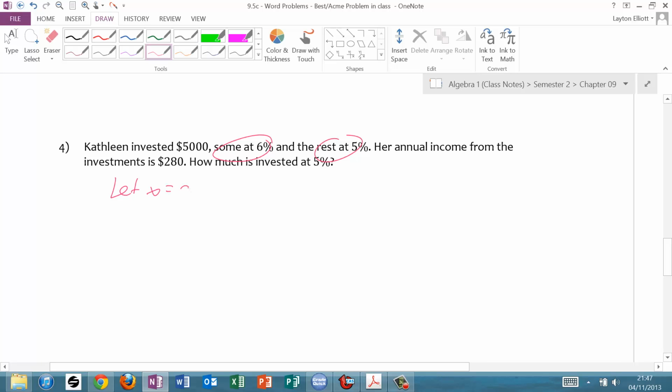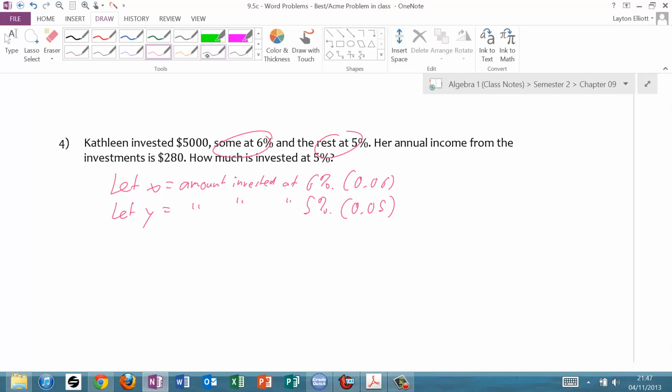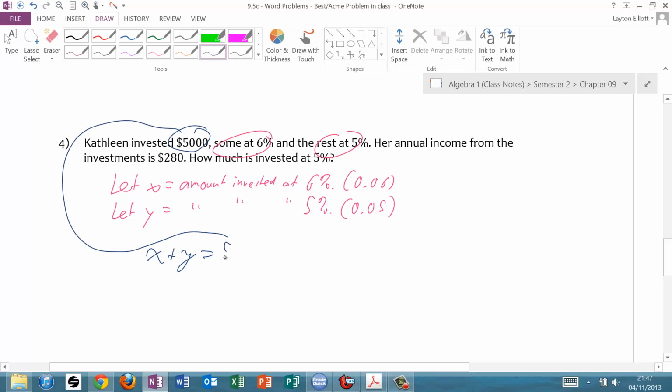Let X equal the amount invested at 6%, and we're going to let Y equal the amount invested at 5%. And remember that 6% represents 0.06 and 5% represents 0.05. So we have our total amount invested, and remember, X and Y are big numbers. If I add X and Y together, I get my total amount that I actually put into the investment, and that would be this $5,000. That's the total.